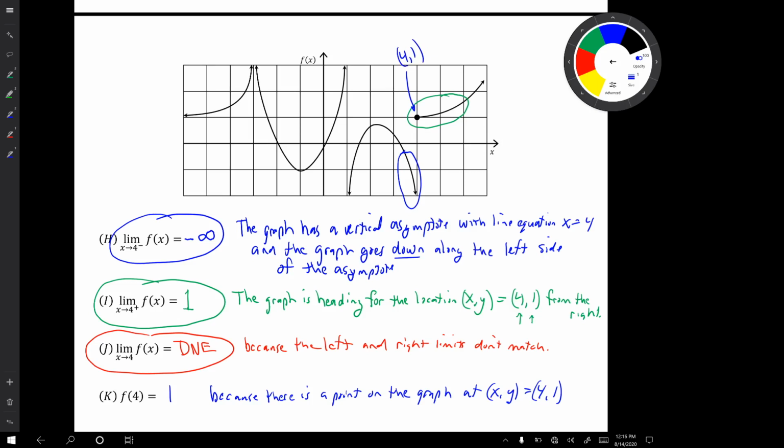You might be tempted to say that the limit is 1 because that's where the dot is, but that doesn't matter. The limit refers to the idea of which location it looks like the graph is heading towards. Well, there is not a single location that the graph seems to be heading for. Part of the graph is heading down, and part of the graph is heading for that location. So we have to say that the limit does not exist.